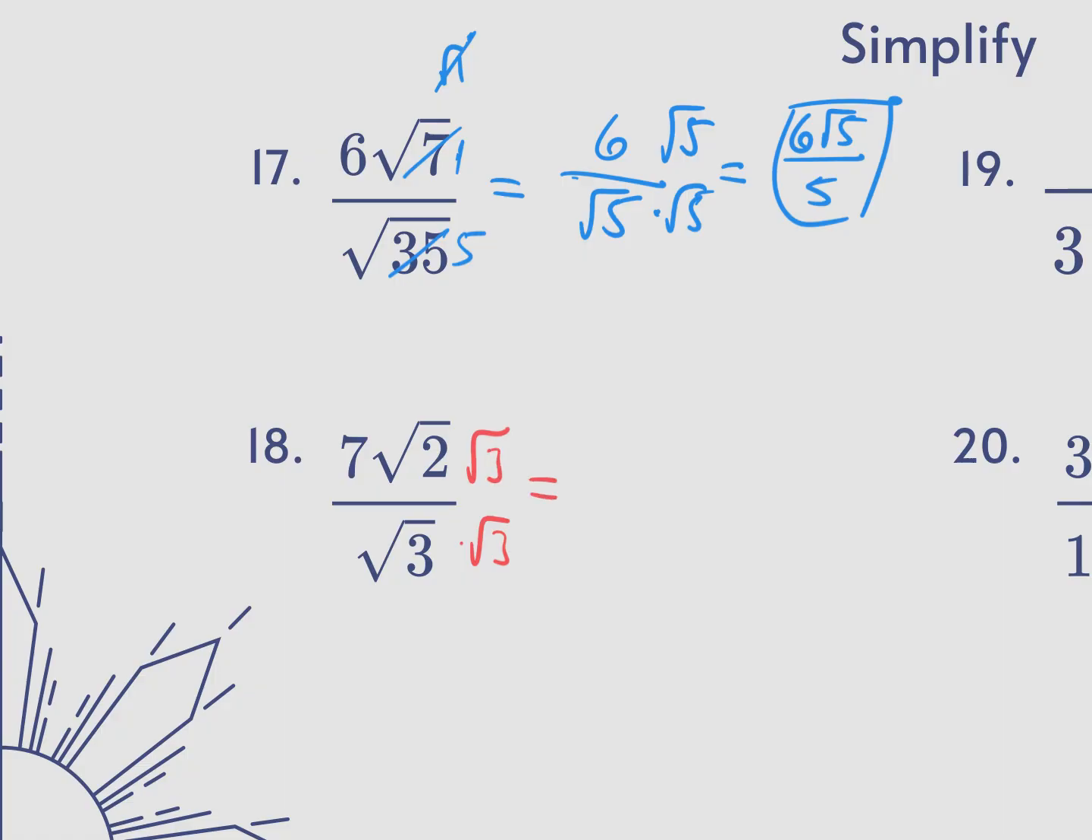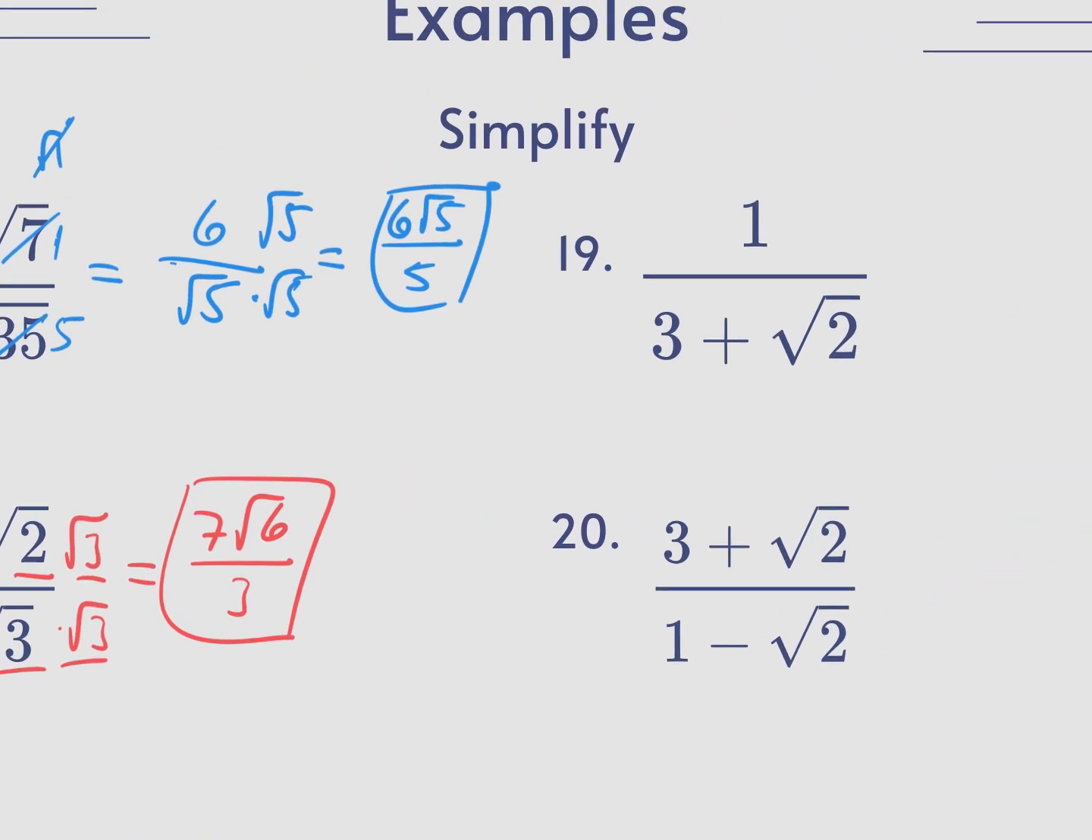So then 7 times square root of 2 times square root of 3. Square root of 2 and square root of 3 is going to get you square root of 6. And then square root of 3 and square root of 3 is just 3. And then the denominator is rational, so that's simplified. Again, you never want a radical in the denominator.